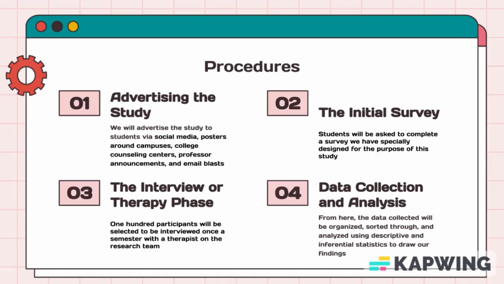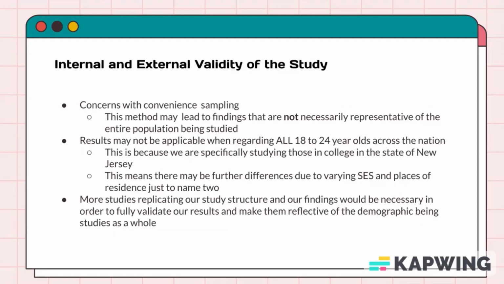Phase 3 is the interview or therapy phase, where 100 participants will be selected to be interviewed once a semester with the therapist on the research team. And Phase 4 is the data collection and analysis phase. From here, the data collected will be organized, sorted through, and analyzed using descriptive and inferential statistics to draw our findings.